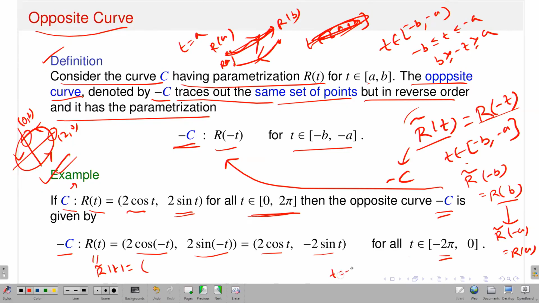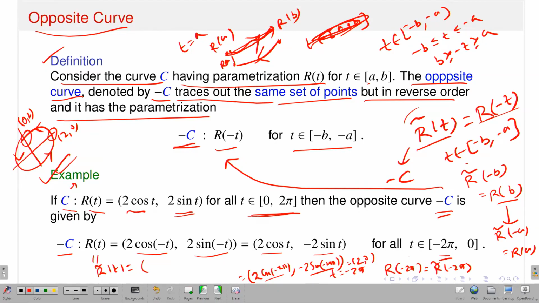Now, at t equal to minus 2 pi, what is my r twiddle of minus 2 pi? This will give you 2 cos of minus 2 pi, and then minus 2 sin of minus 2 pi. But sin of 2 pi gives 0, and cos of minus 2 pi gives 1. So that means the point is (2, 0).